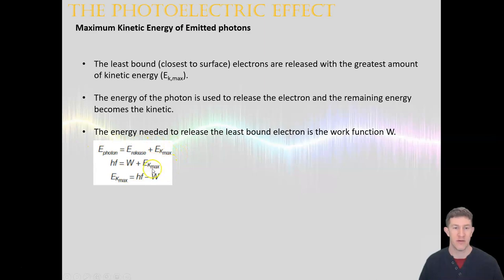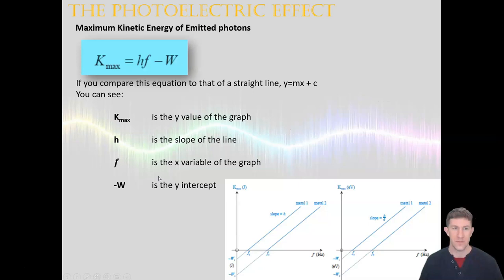If we rearrange for the maximum kinetic energy, we find that the maximum kinetic energy that we can obtain from an electron for that material is hf, so Planck's constant times the frequency, minus the work function. Looking at that, the Kmax, or EK max depending on how you write it, is hf minus W.